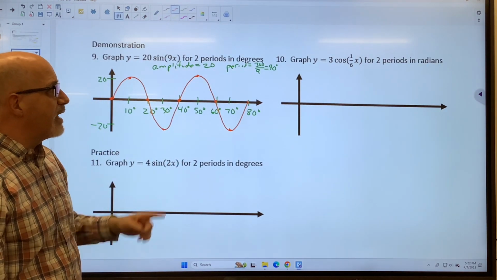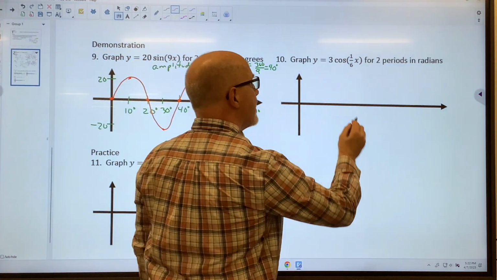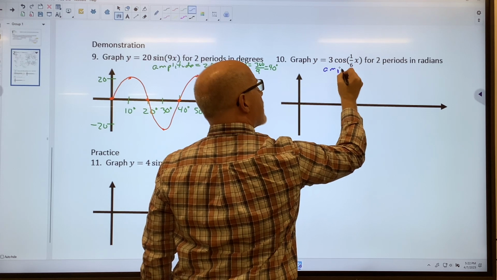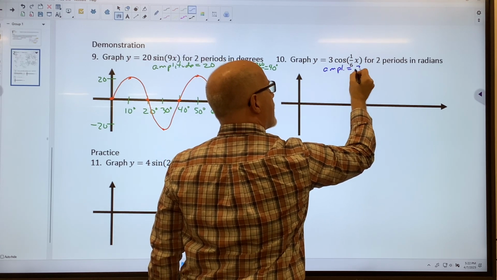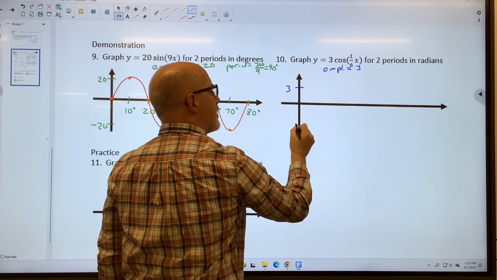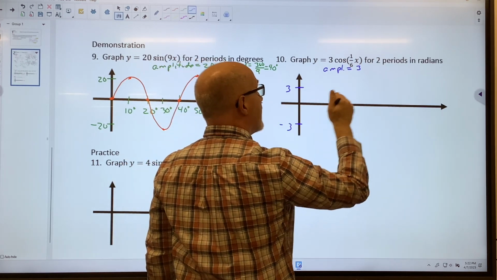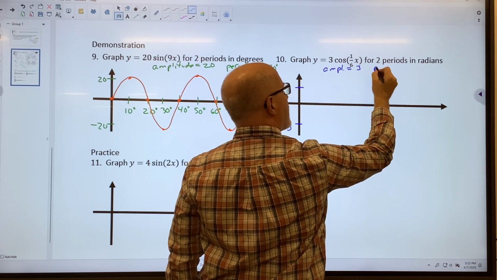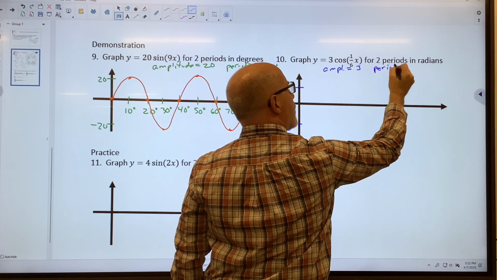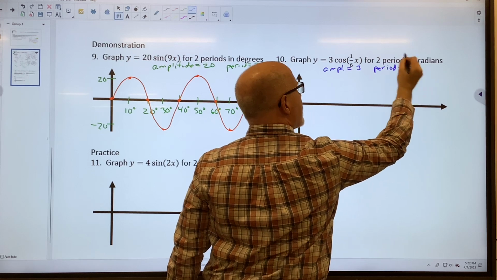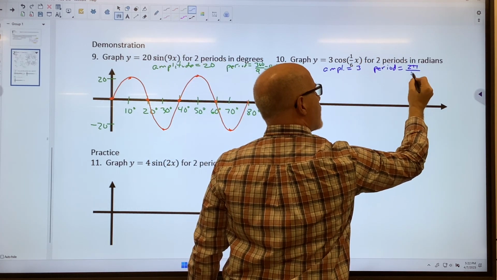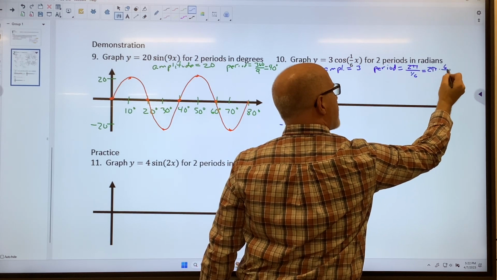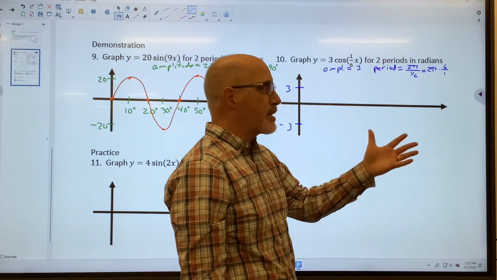All right, let's try this next one. Let's do 3 cosine of 1/6 x. So this one, our amplitude is going to equal the 3 in front, so it's going to go up to 3 and down to -3. Then next we're going to do 2 periods, but we want to do it in radians. So for our period, we're going to start with 2 pi and divide it by 1/6. One more time, when you divide by a fraction, you multiply by the reciprocal, so that keeps coming up.